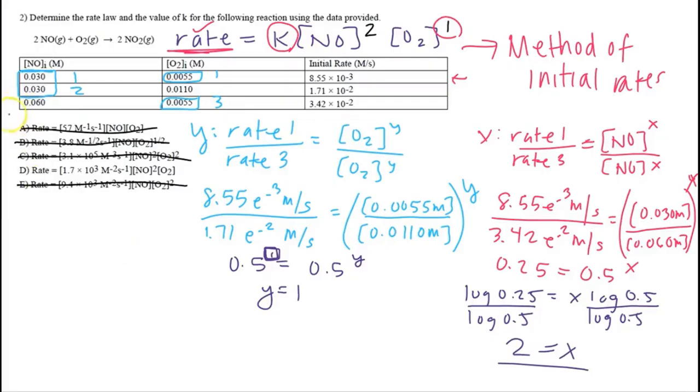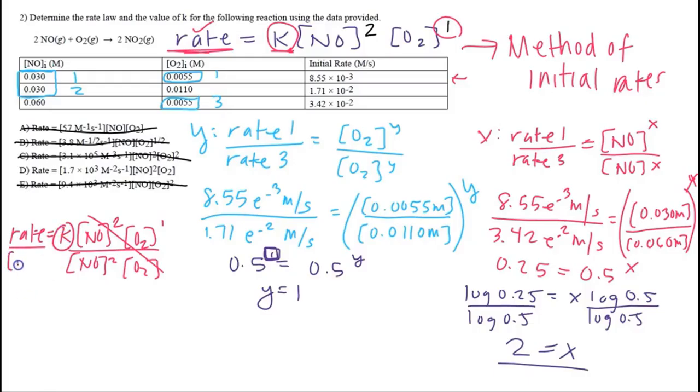So that's what we're going to do. Now, we know our answer is D at this point, but let's go ahead and get the rest of the numbers. How do we get that K value? To get that K value, we're going to take our rate, which we already know is equal to K, times NO raised to the order of 2, times O2 raised to the order of 1. If we divide by NO raised to the order of 2 and O2 raised to the order of 1, then we can isolate K by itself. We just divide them over here, divide over here.